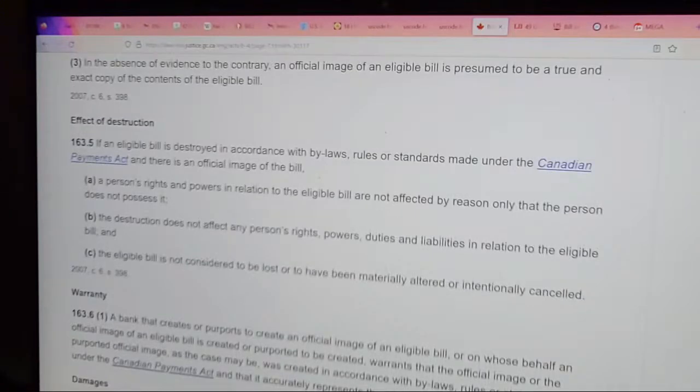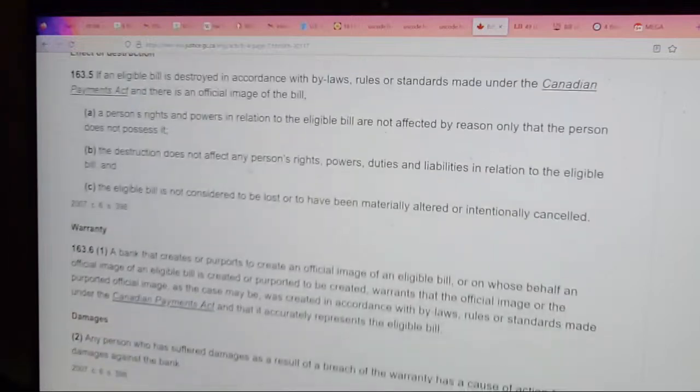Effective destruction. 163.5. If an eligible bill is destroyed in accordance with bylaws, rules, or standards made under the Canadian Payments Act, and there is an official image of the bill, A, a person's rights and powers in relation to the eligible bill are not affected by reason only that the person does not possess it. B, the destruction does not affect any person's rights, powers, duties, and eligibility or liabilities in relation to the eligible bill. And C, the eligible bill is not considered to be lost or to have been materially altered or intentionally canceled.